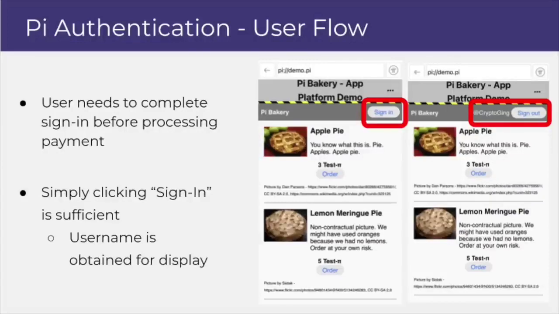And so by simply clicking sign-in, this application will communicate with the Pi servers via the SDK that's been integrated into your application, and we'll obtain the user information. In this case, it's the username. And so you can see when there is no one signed in, there's no user information. And then once the user signed in, you can see the username there on the right.